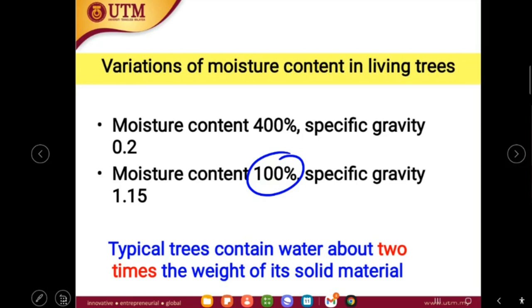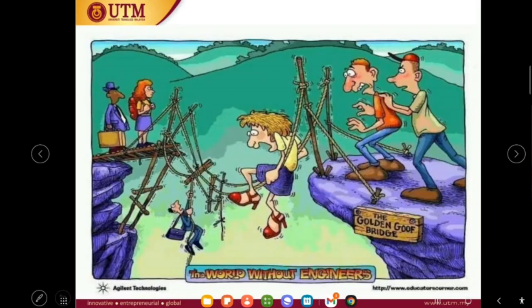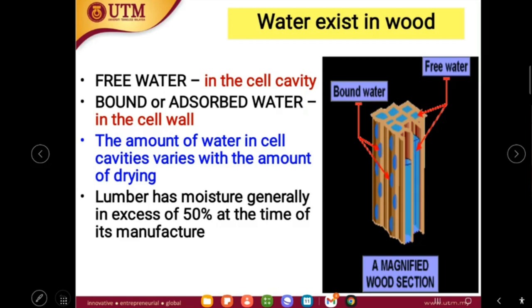A typical tree normally contains water of about 2 times the weight of the solid material. So in the timber or wood, if it is not oven dry or has not undergone the air seasoning process, most of the content is actually water, contributing to the weight, because it is about 2 times. Sometimes, depending on the type of tree, it can go up to 400%, 500%.